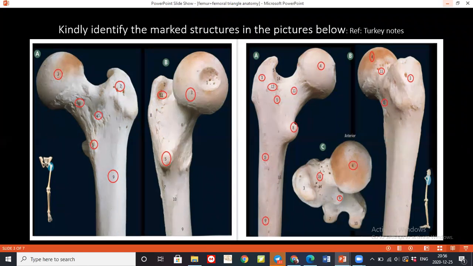Okay, then can you please identify the structures moving here on the left side? Number 3 is the head. Can you identify number 3? Yeah, it's the head of the femur. Okay. And number 6, where is it? Here. What is it? Okay, it's the surgical neck.